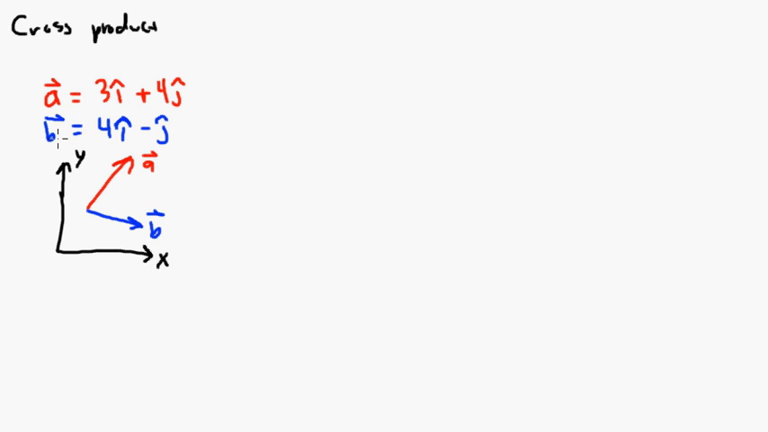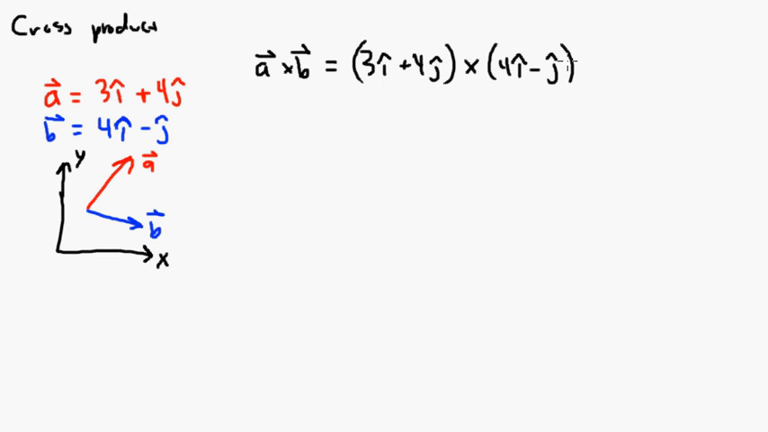All right, so let's take the cross product of A and B, and now here's where this gets easy. I'm going to write this out just to show you, but if you do a few of these and get some practice, it should come fairly naturally. 3i hat plus 4j hat, that's A, crossed with B, which is 4i hat minus j hat.